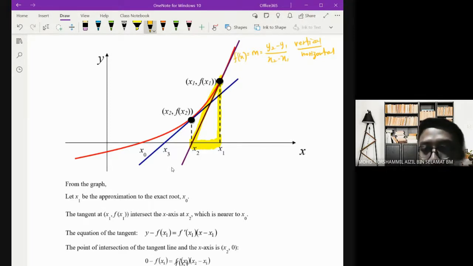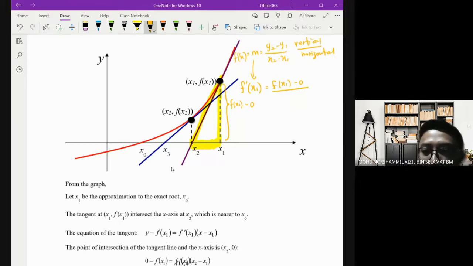Sekarang ni saya nak ubah menggunakan formula ni saja. Saya nak ubah semua benda. Okey, sekarang ni saya nak kaji dekat fx1. So maksudnya saya akan dapat f prime x1, sebab m f prime x1 akan sama dengan, okey, vertical distance dia apa dia? Tinggi dia apa? Tinggi dia adalah fx1 tolak apa? Tolak 0 kan? Tinggi. fx1 minus 0.